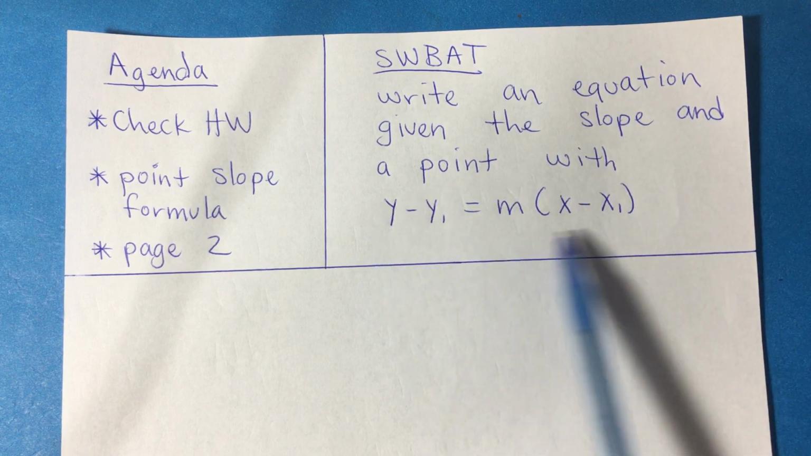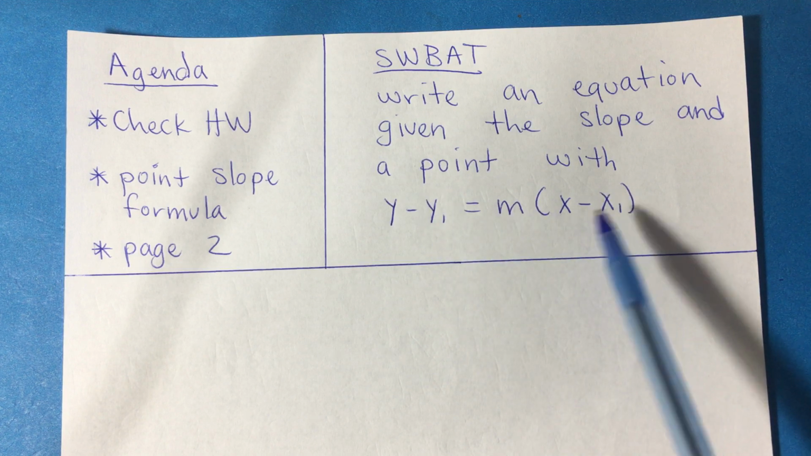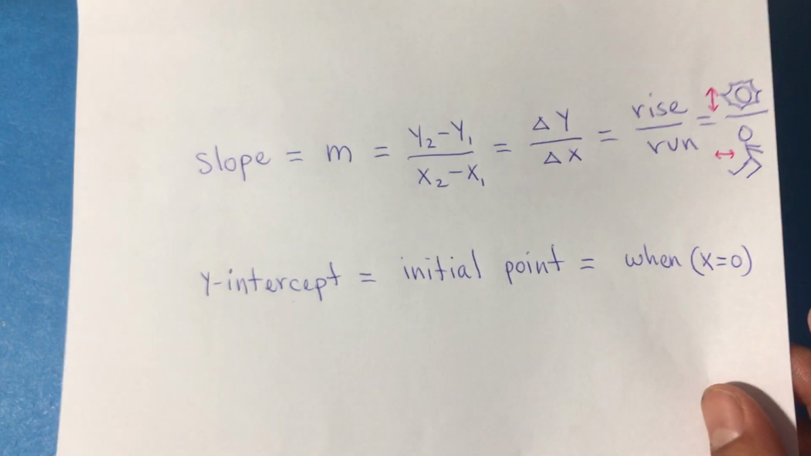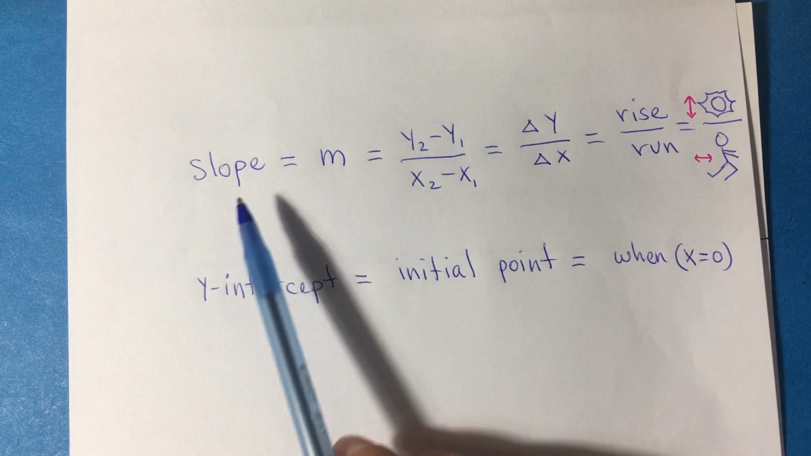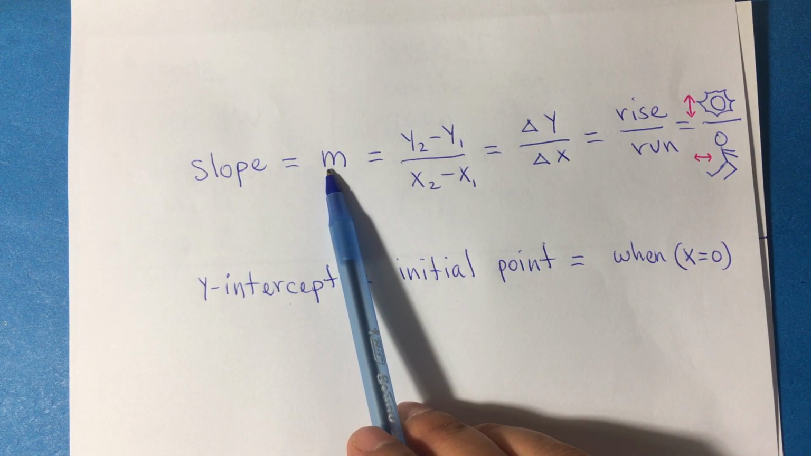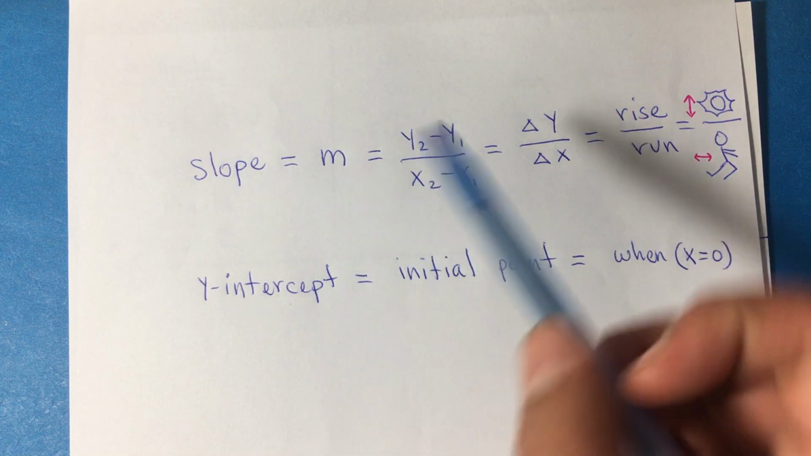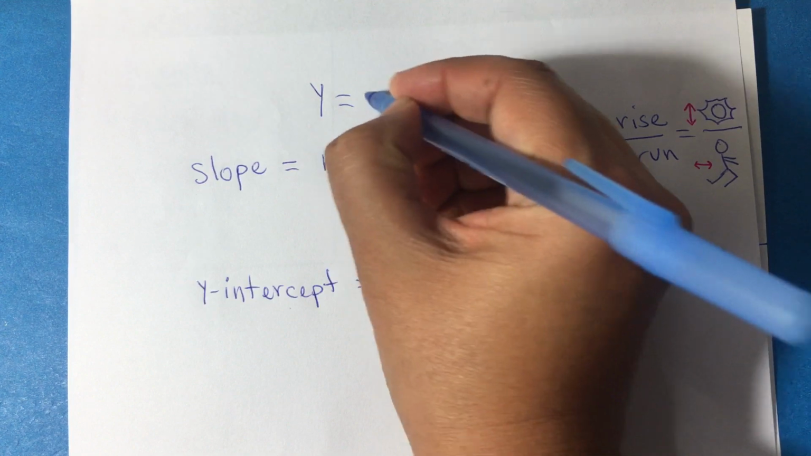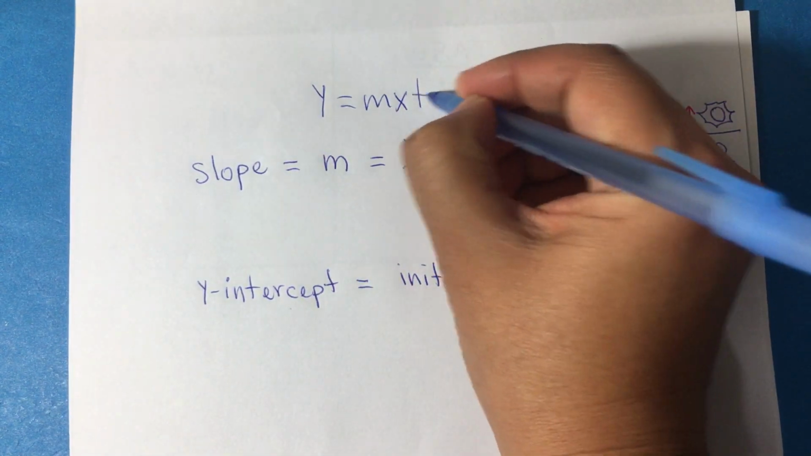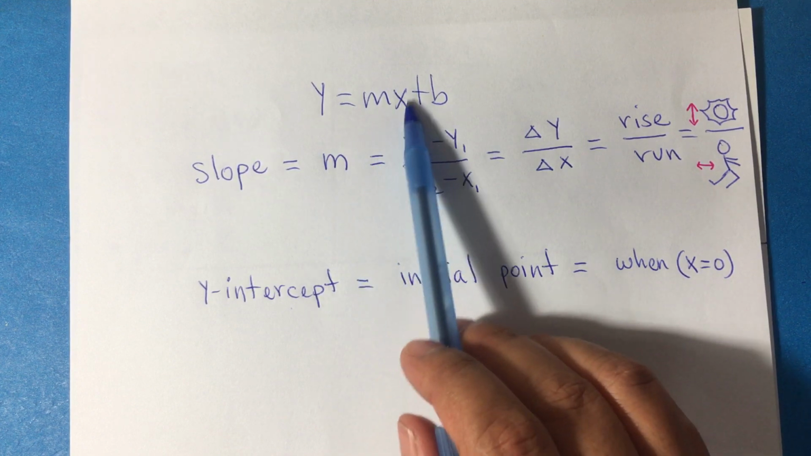This is called the point-slope formula because you're using one point for this information and then you're using the slope. Before we continue from the previous lesson, if you remember, the slope is represented by the letter m. It's always the coefficient of x in y equals mx plus b. Let me write it down. Y equals mx plus b. So it's always the coefficient of x.